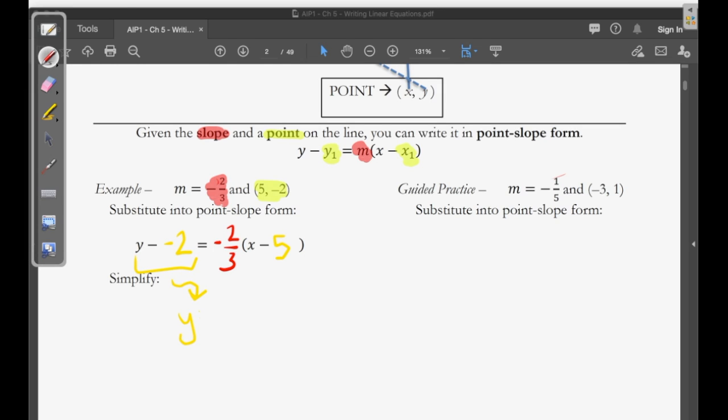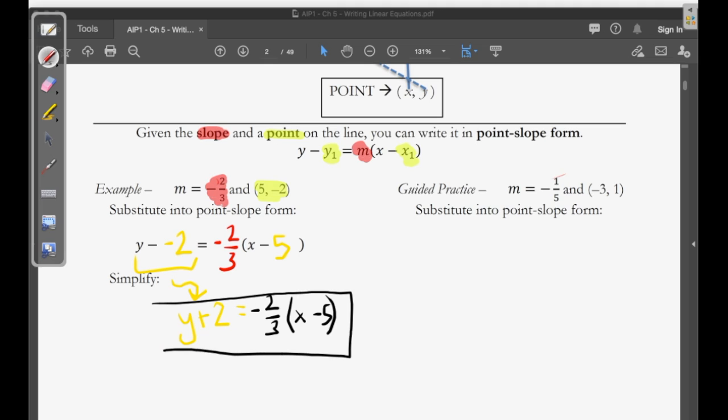Then it's asking you to simplify. Just simplify the operations, right? You're not distributing that -2/3 into the parentheses. No, then you change the format of it. Then it's not in PSF. So take a look at my final answer. y + 2 = -2/3(x - 5).